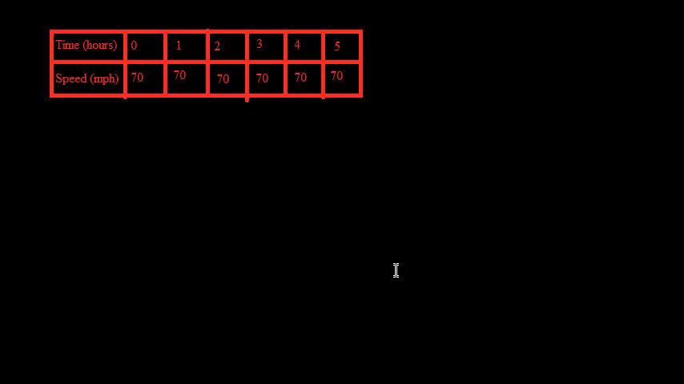So let's quiz yourself a little bit. Take this table for example. I'm driving along the highway, and at 0 hours, so at the beginning of my trip, I'm driving 70 miles per hour. At 1 hour into my driving, I'm still driving at 70 miles per hour. So on and so forth, right? At 5 hours into my driving, I'm still going 70 miles an hour.